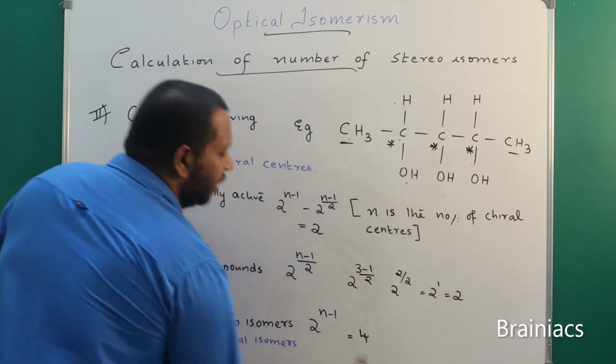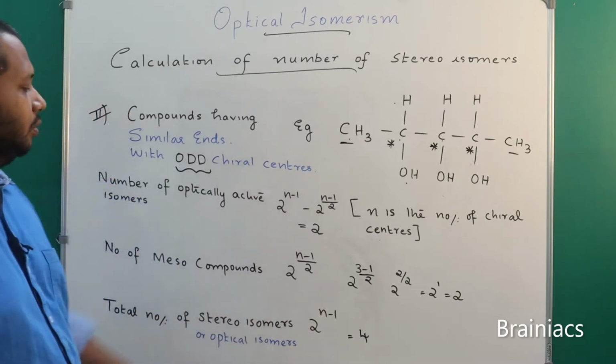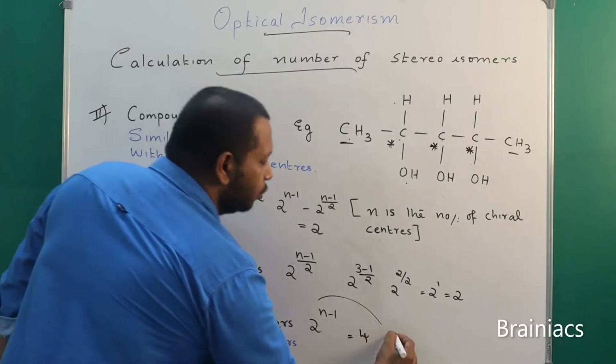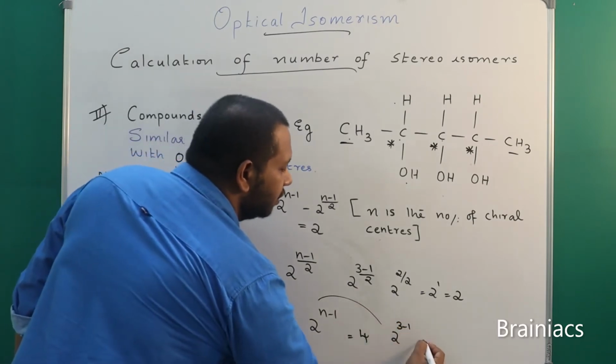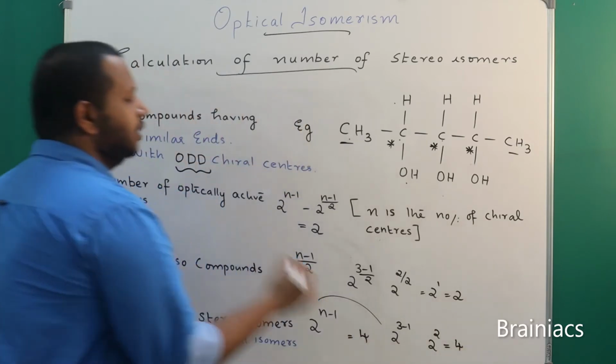We can directly put it in the formula. You can say n is equal to 3 here, so you can substitute directly. So 2 power (3 minus 1), that is equal to 2 power 2, that is equal to 4. You are getting the same thing.